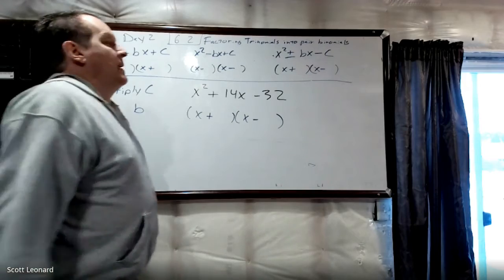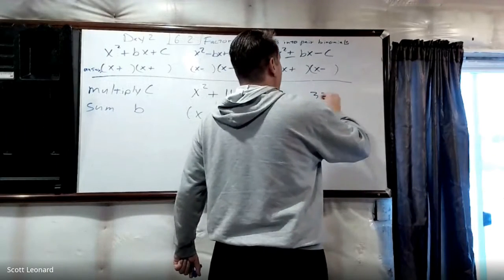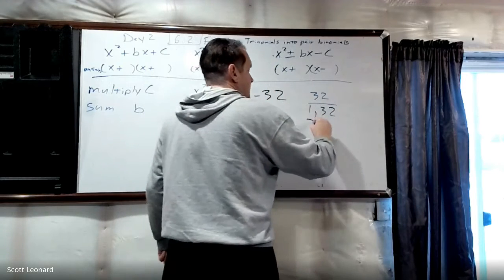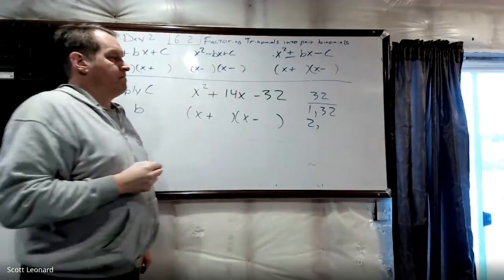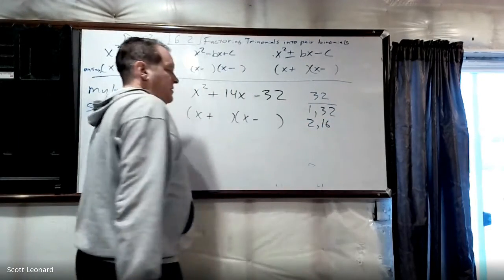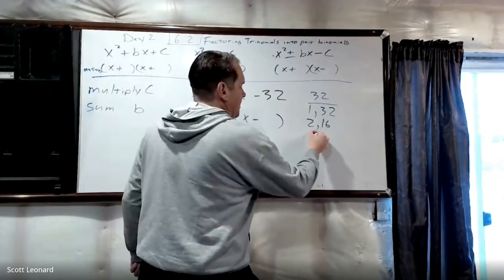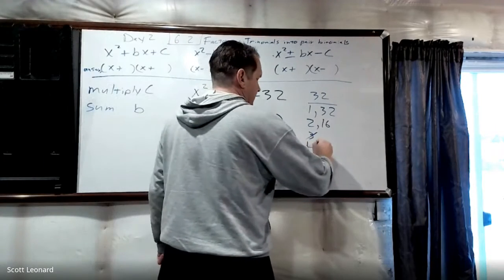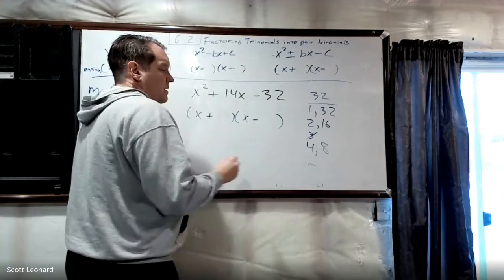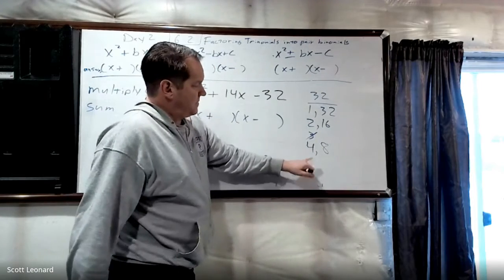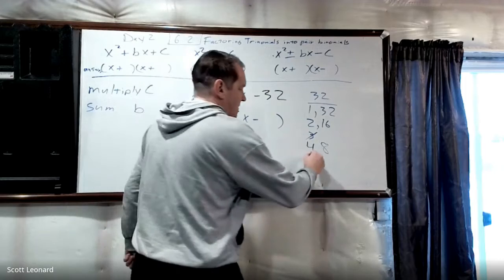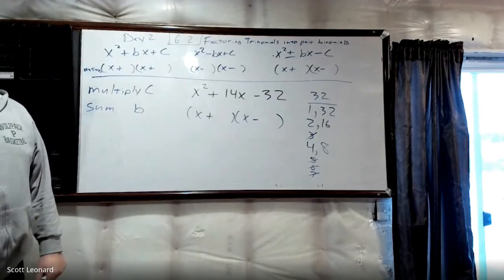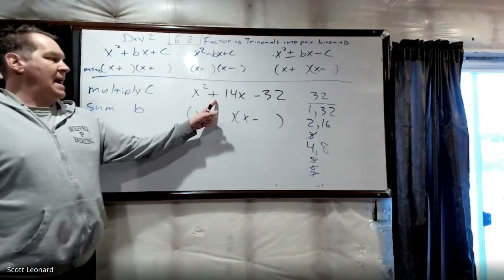Okay. I'm going to give you a 32 right here. Start with 1. 1 times 32. 2 times 16 gives me 32. Does 3 go into 32? No way, Jose. Does 4 go into 32? Yeah, 4 times 8. So now the only numbers left between 4 and 8 are 5, 6, and 7, and none of them go into 32 evenly. So I need the pair that adds up to a positive 14.